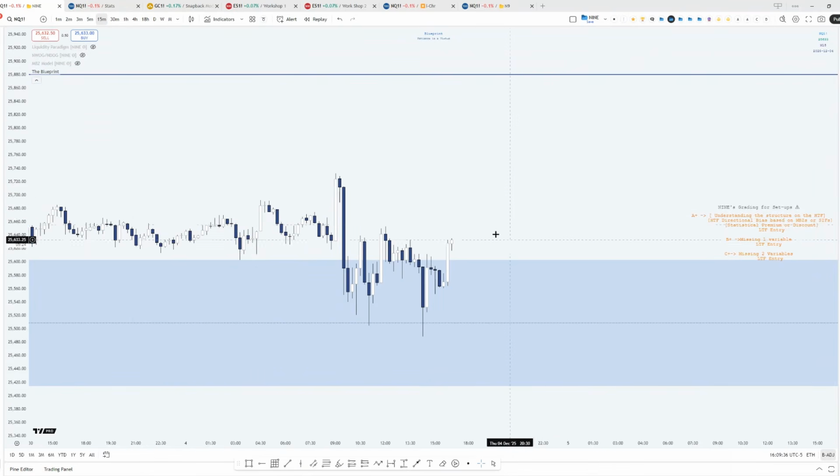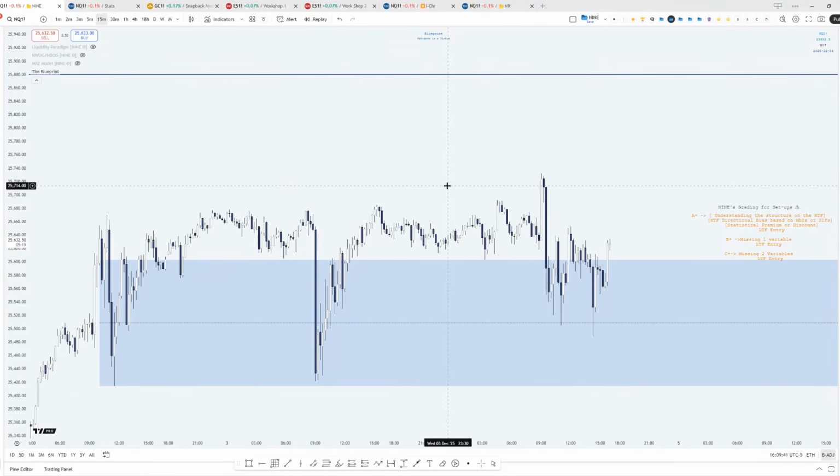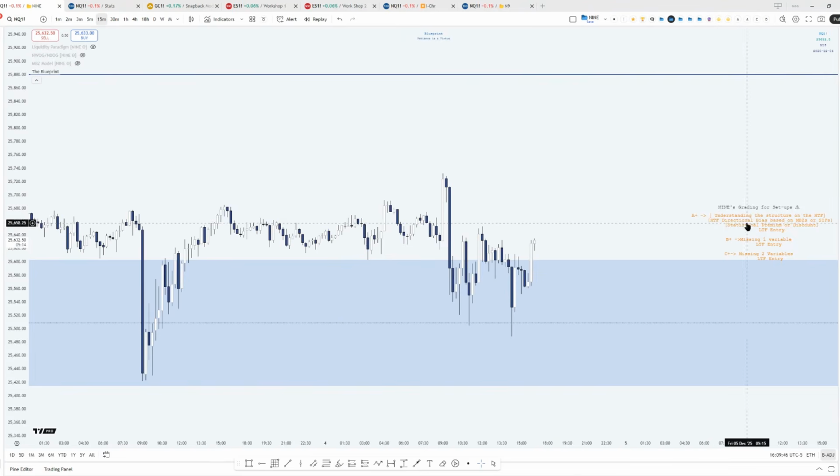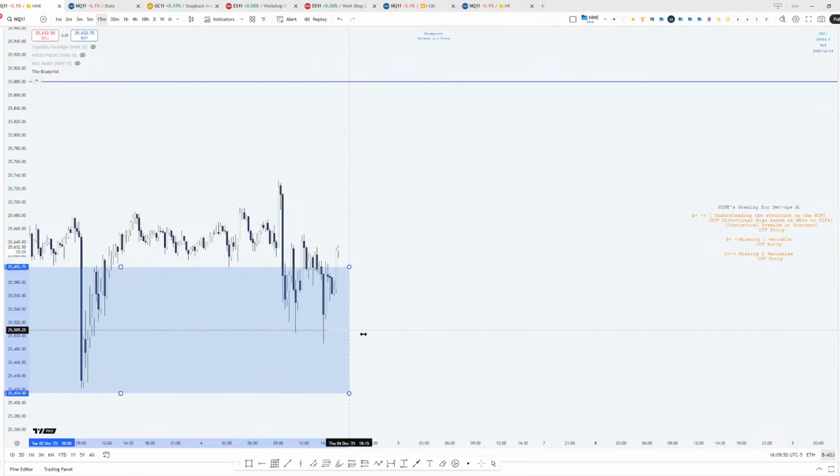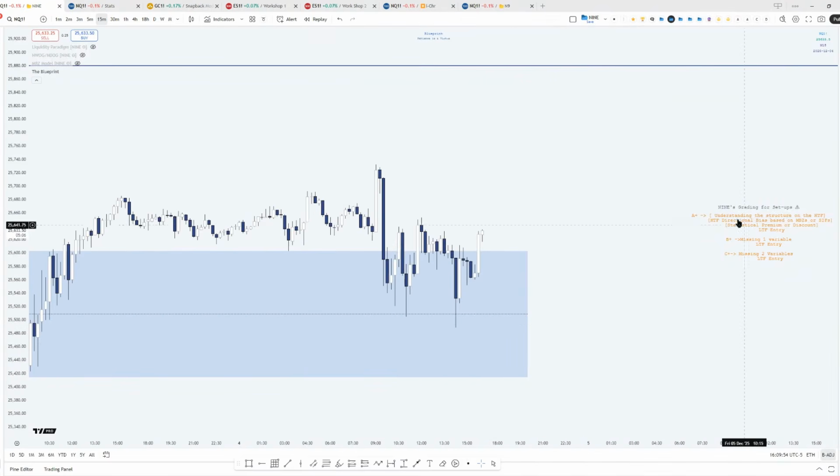We have, number one, we understand the structure on the higher time frame. We're clearly bullish. We're leaving lows behind, and we're taking out highs. And number two, we have a higher time frame directional bias based on the MBZs or SIFs, which we just looked at. So now, what do I need left? Maybe I need a statistical premium or discount. So let's see if we can find one.